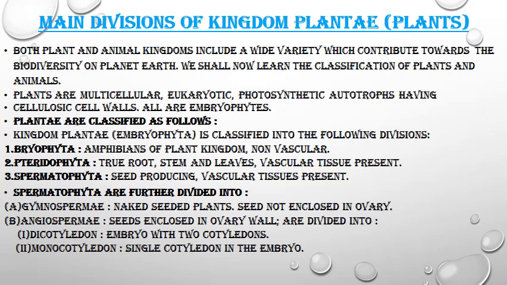So spermatophyta are further divided into gymnosperm and angiosperm. Gymnosperm: naked seeded plants, seed not enclosed in ovary. In angiosperm, seeds are enclosed in the ovary wall, and they are divided into dicot and monocot. Dicot means the embryo has two cotyledons, and in monocot, a single cotyledon is found in the embryo.